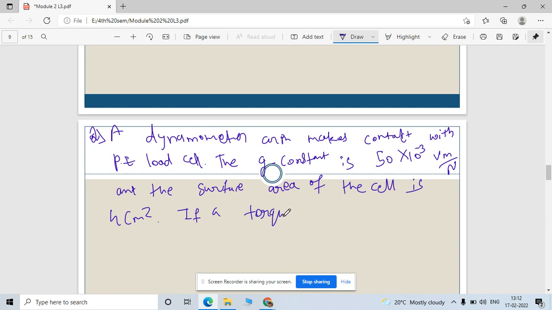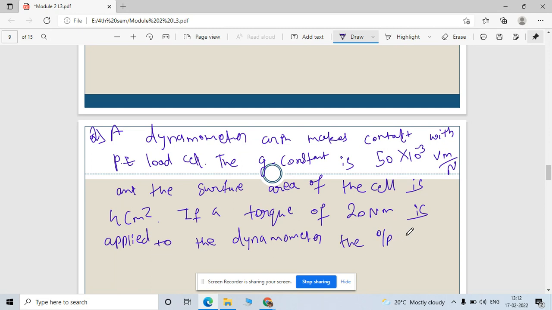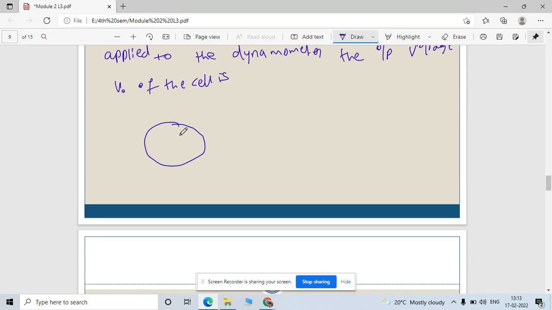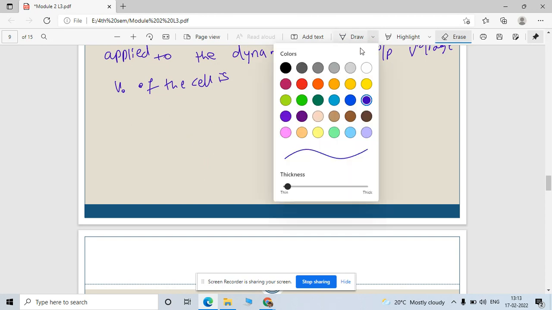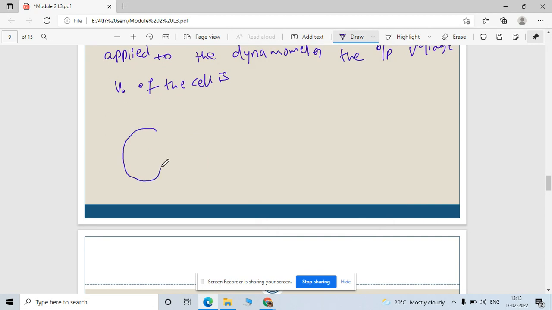If a torque of 20 Newton meter is applied to the dynamometer, then the output voltage of the cell is, so these are the, mm, that arrangement. डेटा आपको गिवन है, नोट डाउन कर लो.